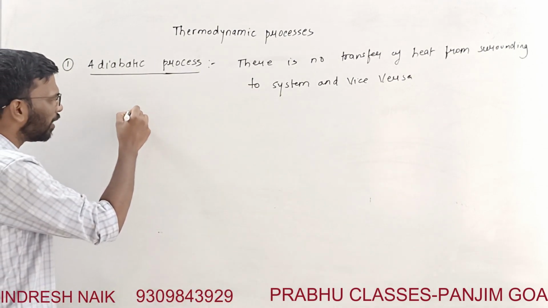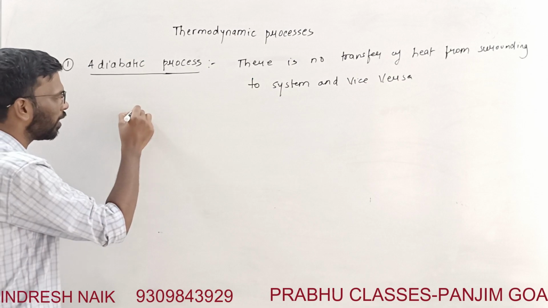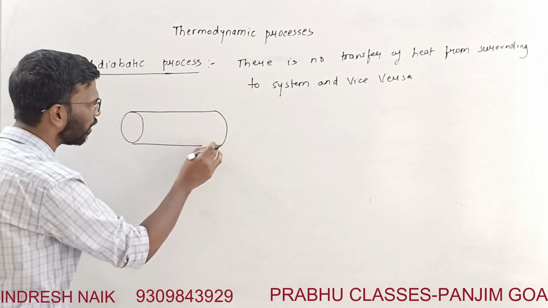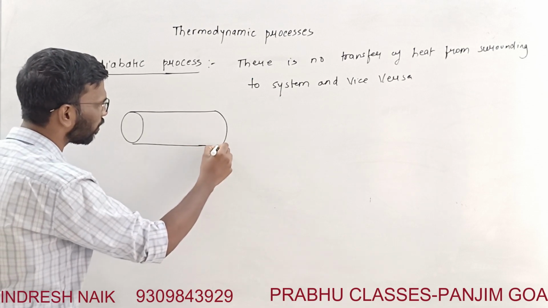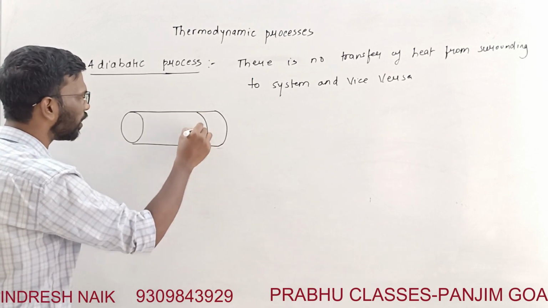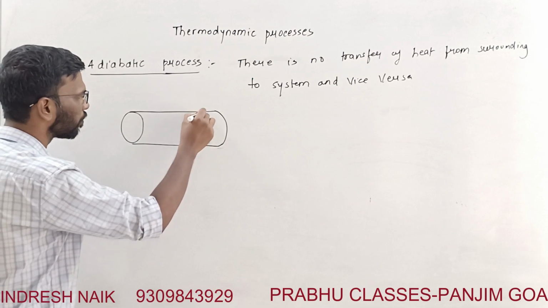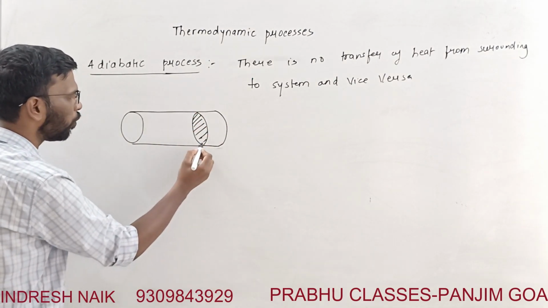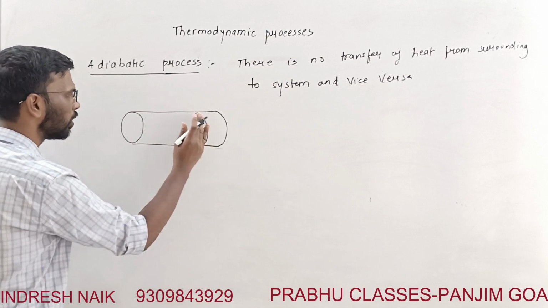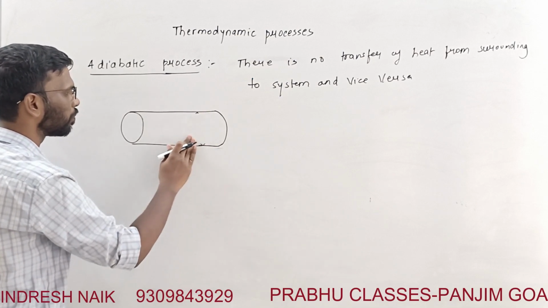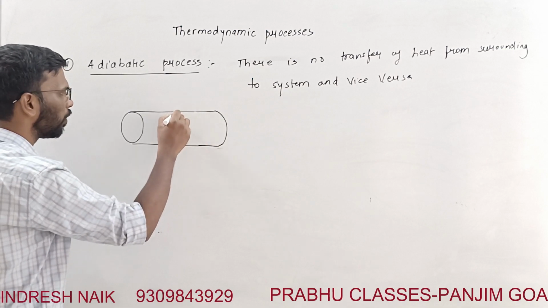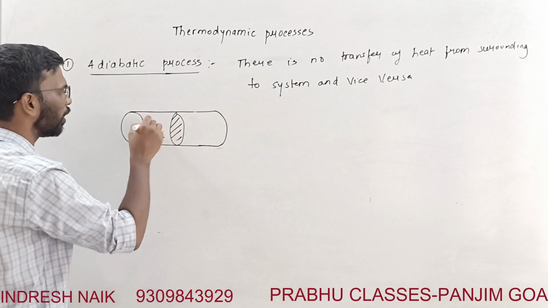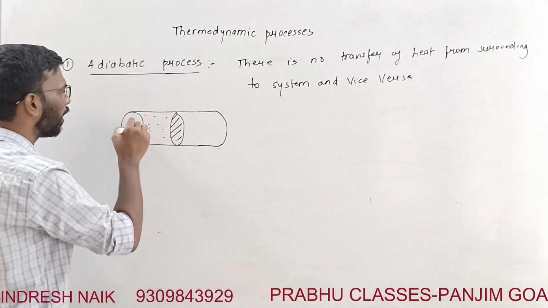See, there is a cylinder. Let's understand that there is a cylinder like this, and this is the lid, which is free moving. This lid can move freely. If I push this, it will come over here. This is the free moving lid, and here is the reaction mixture, let's say where gas is present.